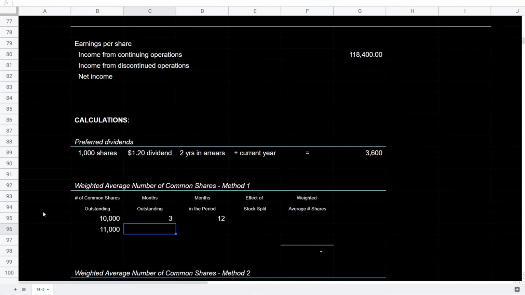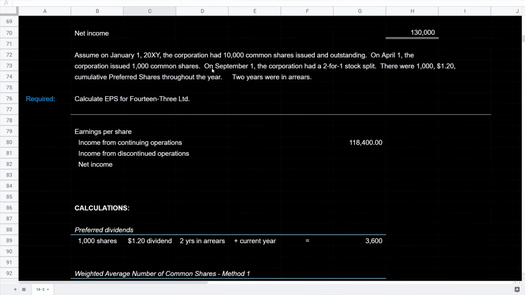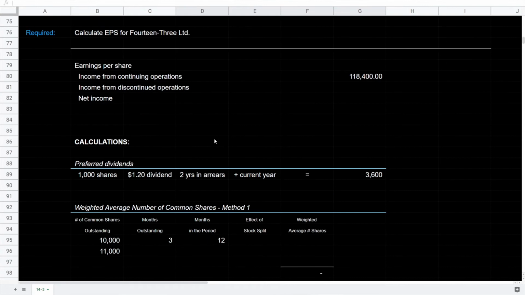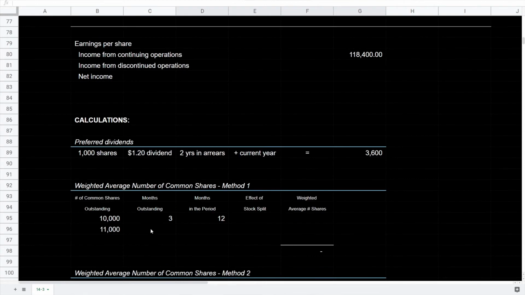And that is true until on September 1st, the corporation had a 2-for-1 stock split. So prior to that stock split, from the period of April 1st to September 1st, there were 11,000 common shares issued and outstanding. So that is the month of April, May, June, July, and August, or 5 months out of 12 months in the year. Then on September 1st, there's a 2-for-1 stock split, which means for every 1 share, there's now 2.